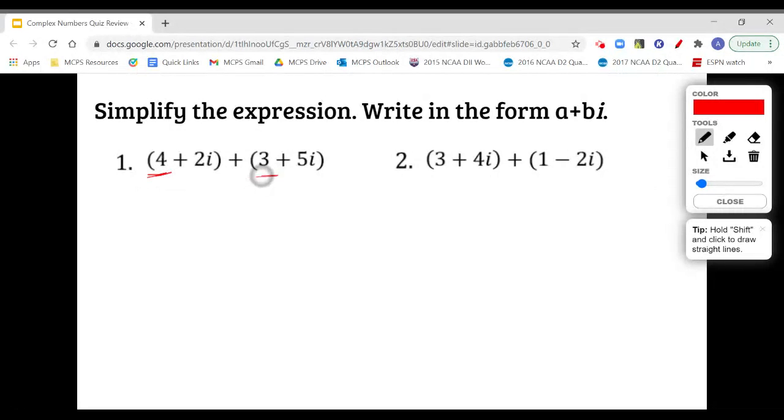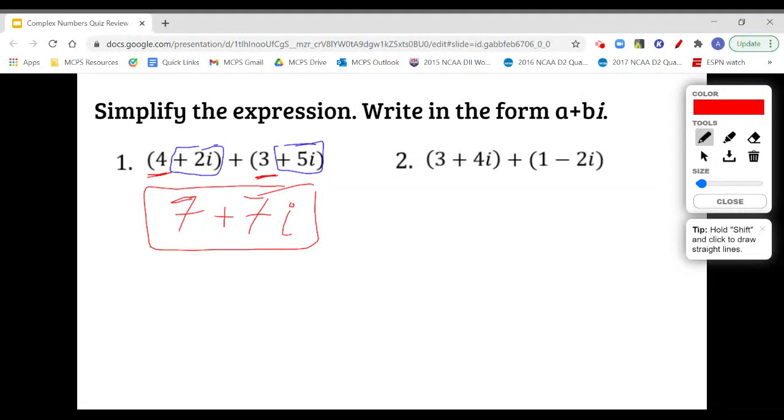So I see I have 2 constants, and then I have 2 imaginary terms. And I can go ahead and combine them. 4 plus 3 is 7. Okay. 2i plus 5i is 7i. And so my answer here is 7 plus 7i. Okay, and that works exactly like it would if those i's were x's. So there's not really anything new about this skill, other than we're doing it with i.